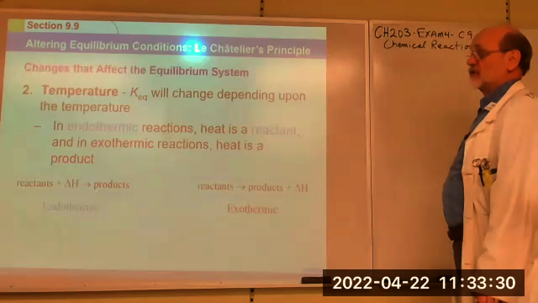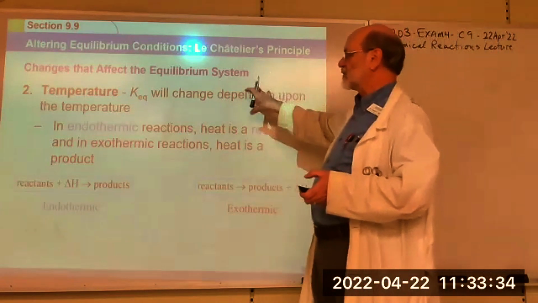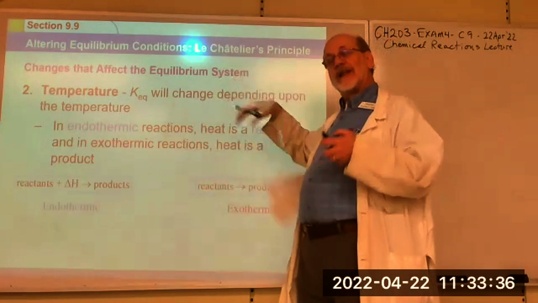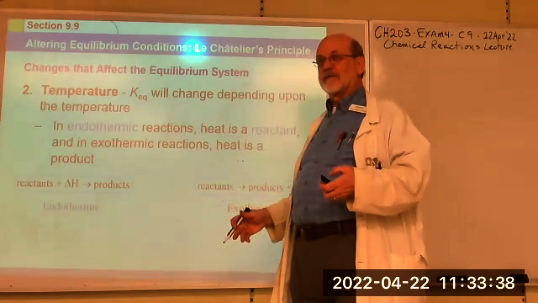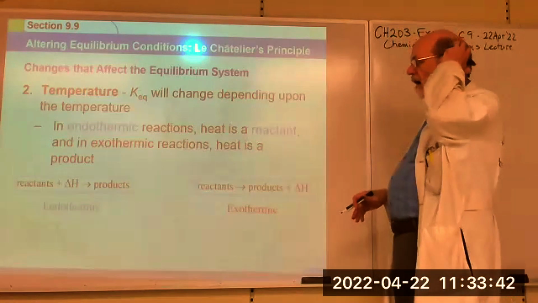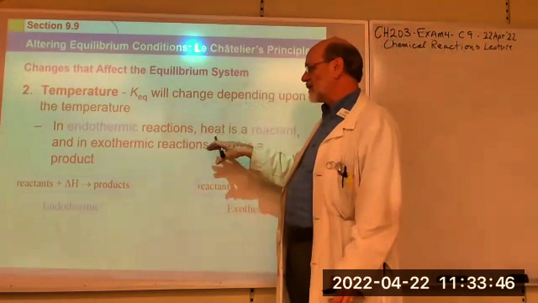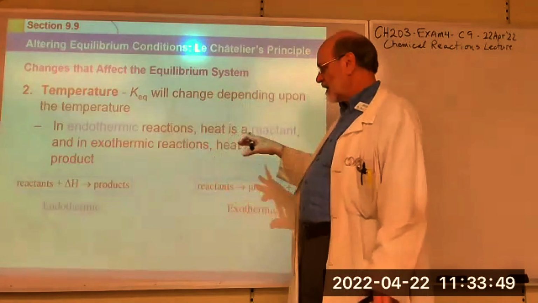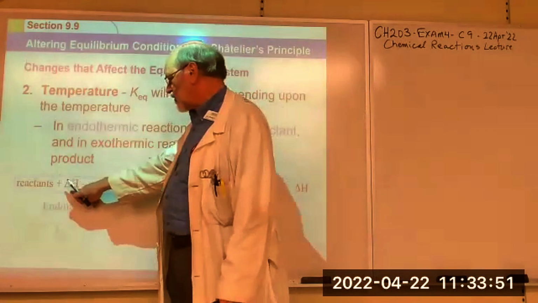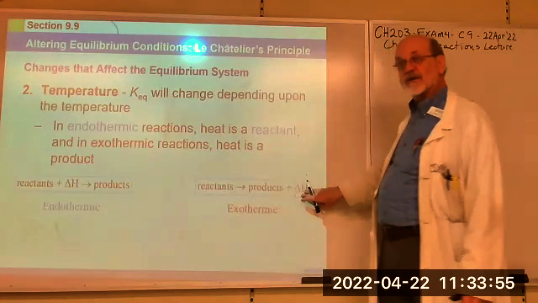Okay, we can change the temperature, right? And we've already discussed what the temperature does to the reaction. Well, it actually changes the K value. But when you're using Le Chatelier, all you need to know is: is the reaction endothermic or exothermic? If it's endothermic, then the heat term is on the reactant side. If it's exothermic, the heat term is on the product side.